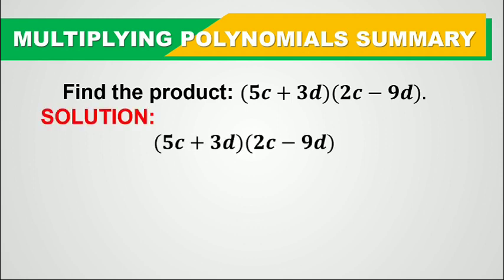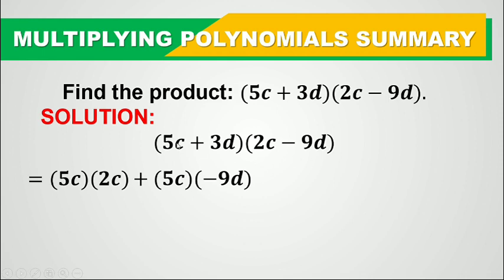Just multiply the first term by the first term. So first term times first term, so 5c times 2c, and then plus the product of the first term and the last term. That's the outer term of FOIL. So 5c is the outer term.